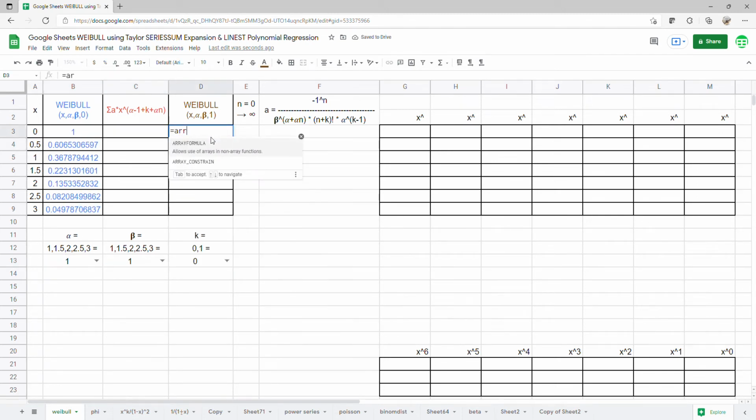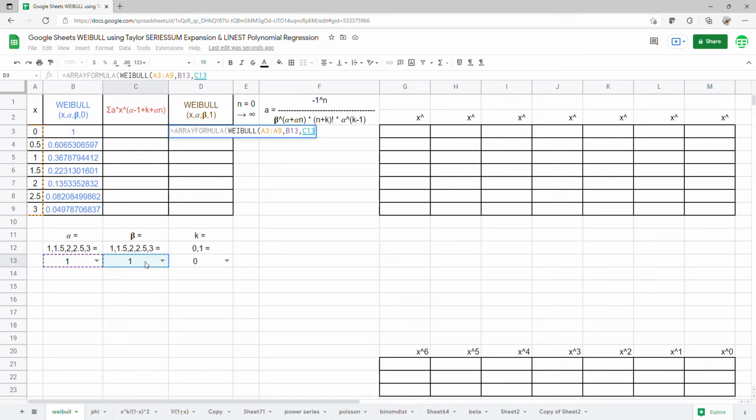So array formula, Weibull of the x values, our alpha will be this value, then our beta, and 1 because this is the cumulative distribution function.